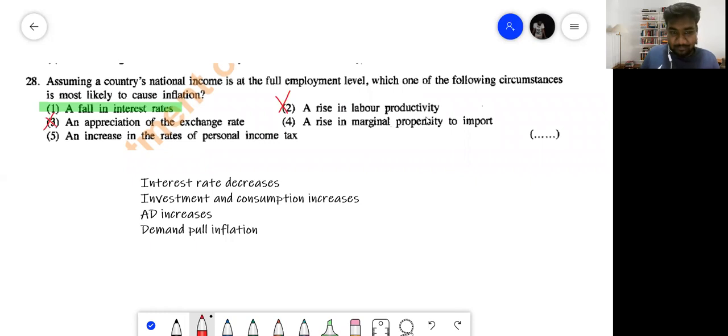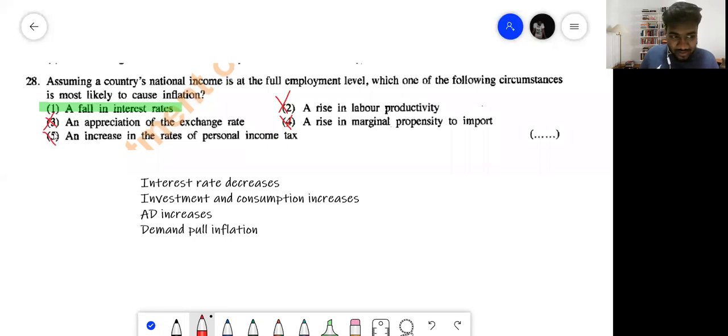So not this again. A rise in marginal propensity to import, that means your imports are increasing again. Net exports falling, again, not inflation. An increase in rates of personal income tax. If personal income tax increases, consumption will fall, right? Disposable income falls, consumption falls. Consumption falling, aggregate demand will fall. As a result, the aggregate demand falling means there's no demand pull inflation.